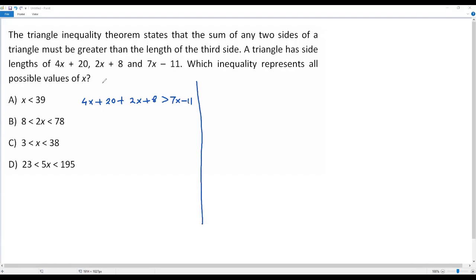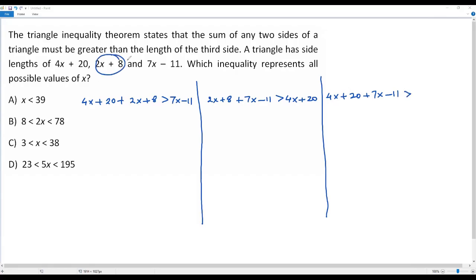Now let me add the length of the second side and the length of the third side, that is 2x + 8 + 7x - 11. Here we have the sum of the lengths of the second side and third side. It must be greater than the length of the first side, that is greater than 4x + 20. Now let me add the lengths of the first side and the third side, that is 4x + 20 + 7x - 11. It must be greater than the length of the second side, that is 2x + 8.